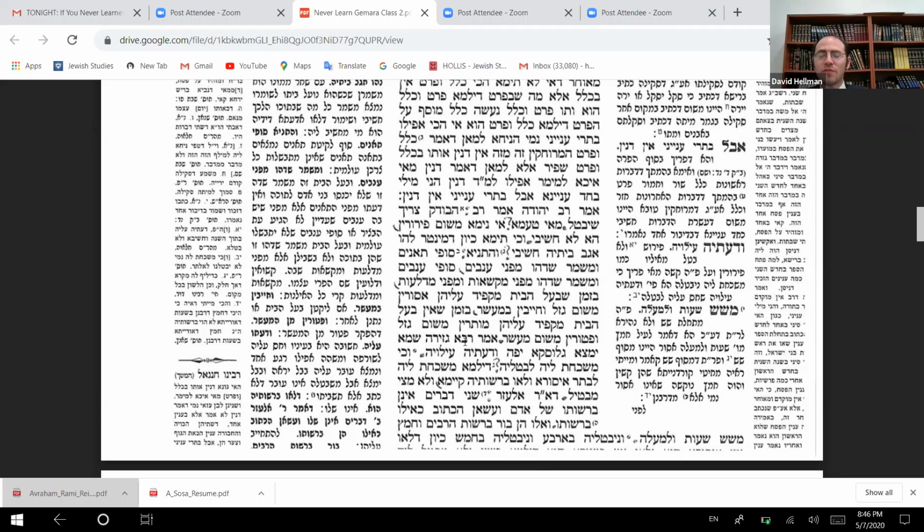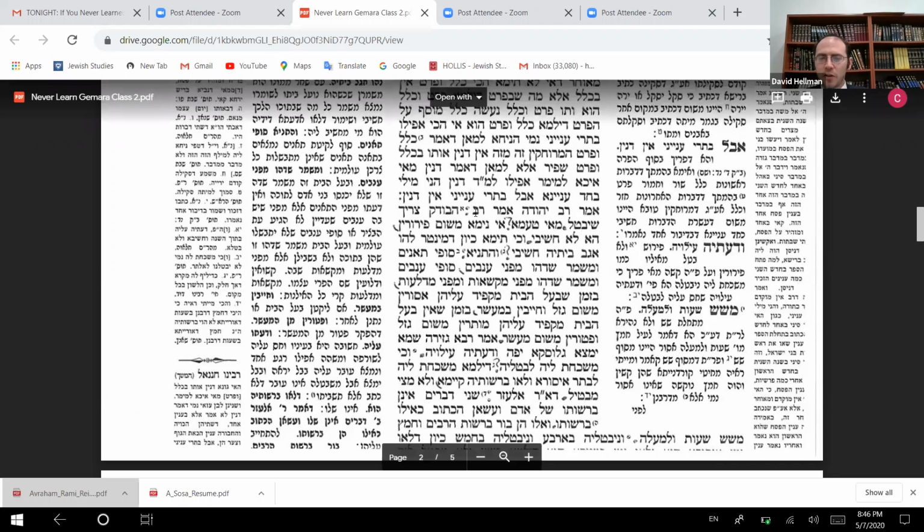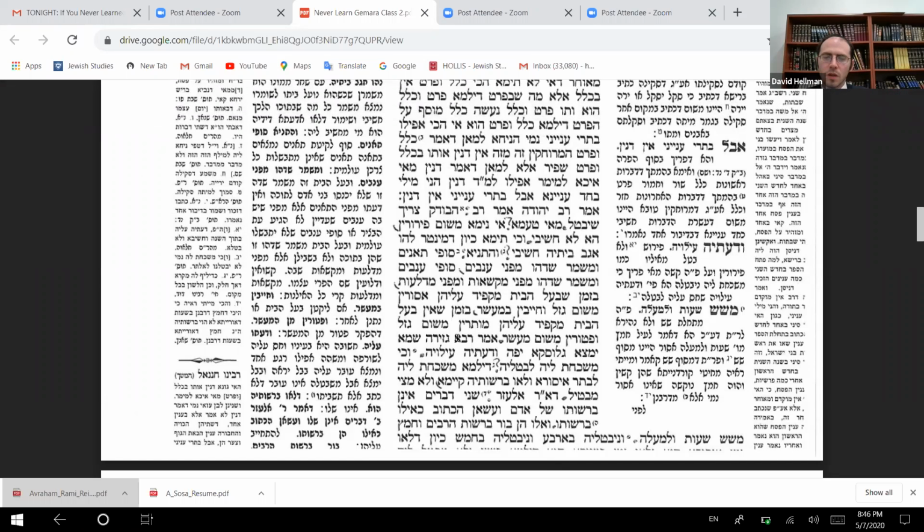Amar Rava. So Rava says, who is Rava? Rava lives about 100 years after Rav. Rava is also one of the most prominent sages of the Gemara. He's right in the middle of the Gemara period. The Gemara period is 250 years. Rav is the very beginning. Rava is right in the middle. So let's first see what Rava says.